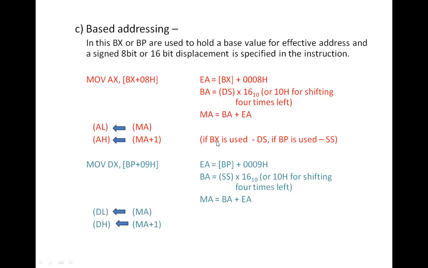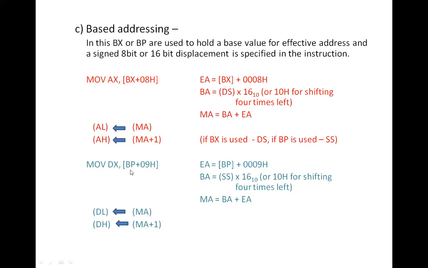Now, if we are using BX here, then the data segment register content will be considered. But if the base pointer is used here, in that case, the base address will be provided by the stack segment. So if I am using BX, the base address will be given by the data segment. But if we are using BP, the data segment will be replaced by the content of the stack segment. Another example shown is MOV DX, [BP + 09].